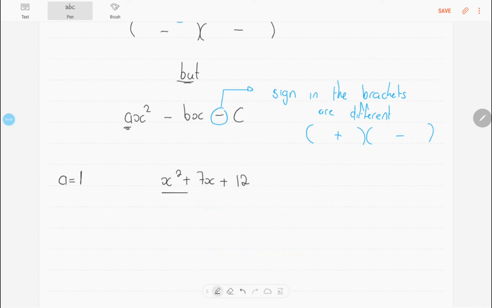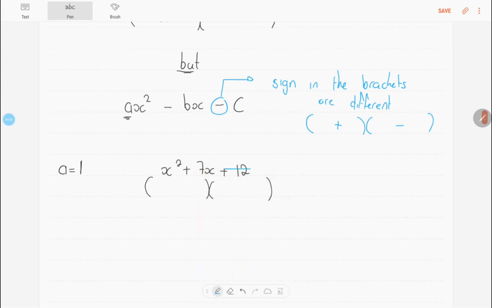If they give you this, we can put in our brackets straight away. Alright, then we're going to look at the sign of our constant term. That's a positive, right? So that means that our signs are going to be the same.